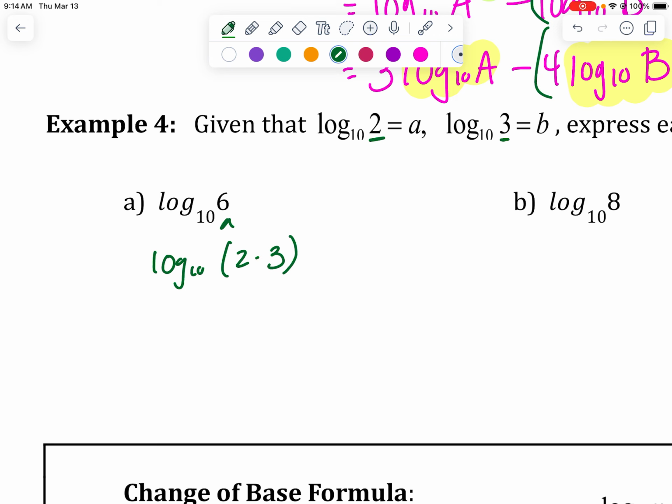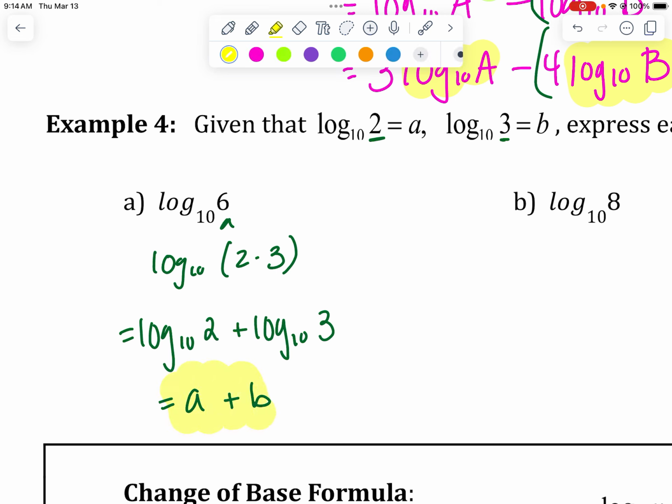All right, we see the multiplication, so I'm going to rewrite them as 2 different logs with the addition. And then since log base 10 of 2 is equal to A, this becomes A. Log base 10 of 3 is equal to B. This expression is A plus B.